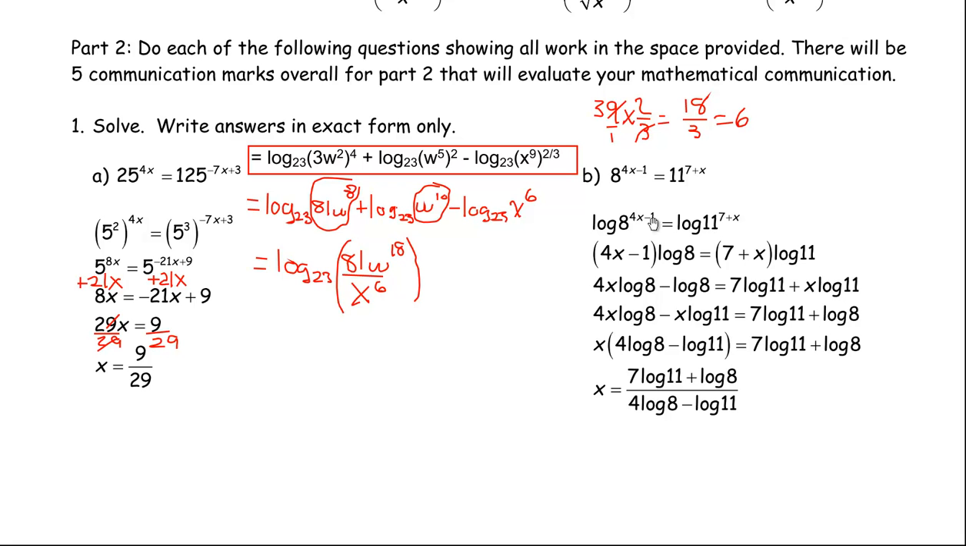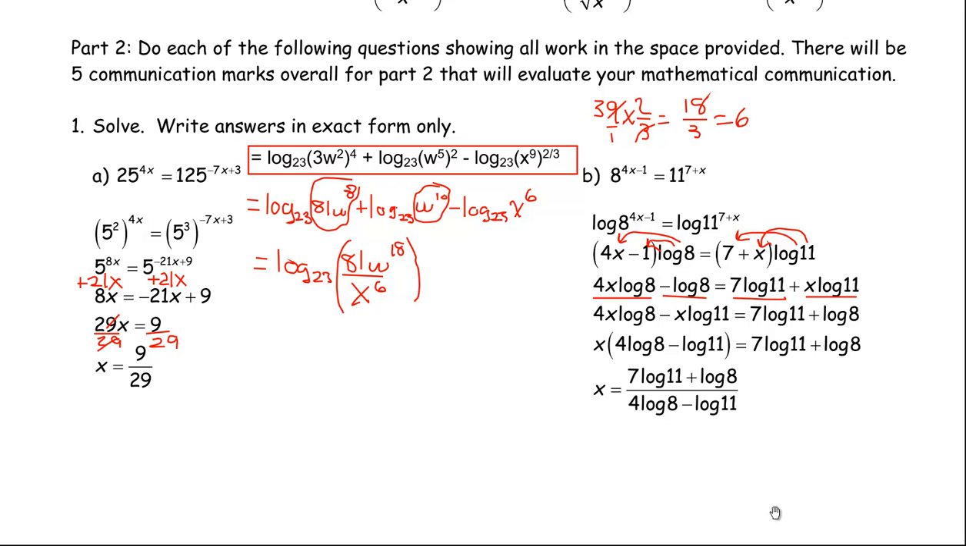And that power rule of logarithms says that we can take this 4x minus 1 and bring it down, and it's multiplied by the log of 8. Same over here, the 7 plus x comes down and is multiplied by the log of 11. And then I'm just doing a little bit of distribution. I'm going to distribute this into the 4x. So 4x times log of 8, and then of course by the negative 1, so it'll be just minus log 8. And the same here, the log of 11 times 7 will be this, and the log of 11 times the x is this term right here.